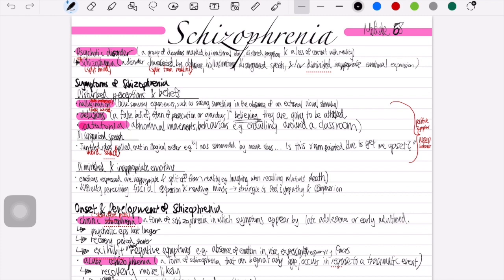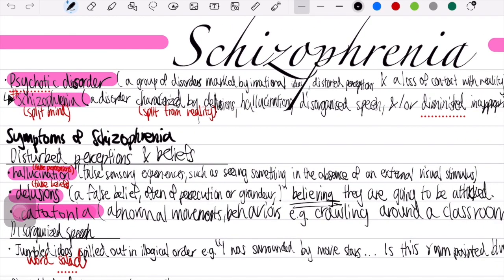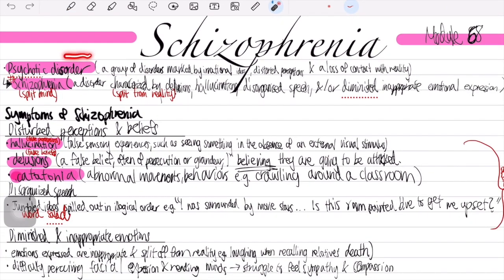And today we are going to be tackling AP Psychology, Module 68 of the Myers textbook. And we are talking about the different psychological disorders. And today we're going to be talking about schizophrenia. So, schizophrenia is a type of psychotic disorder, which is a group of disorders marked by irrational ideas, distorted perceptions, and a loss of contact with reality.